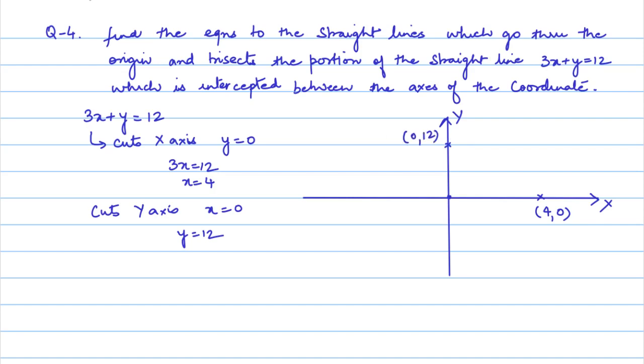Therefore, now we can draw our line. This line is passing through like this. This is the equation of our line, 3x plus y equals 12. You can actually draw the line by knowing the points where it is cutting the x-axis and y-axis, always.